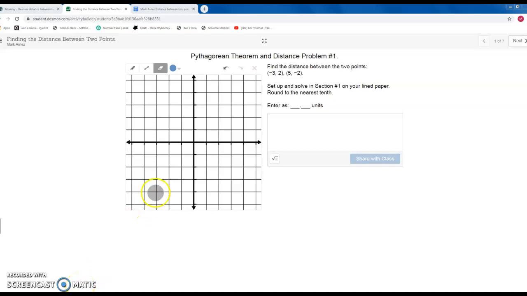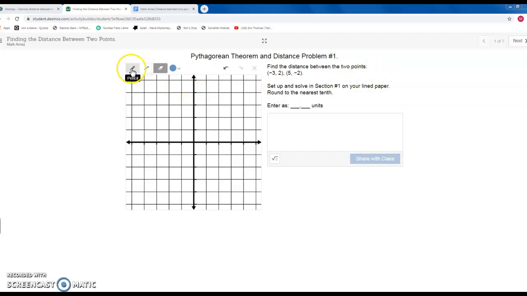Hey, welcome everyone. Today is the beginning of our lesson for finding the distance between 2 points. And we're working inside of Desmos. This is the screen that you should see if you followed that link and that class code. And they've given us 2 points that we're going to graph on this graph paper and find out what the distance between them is.